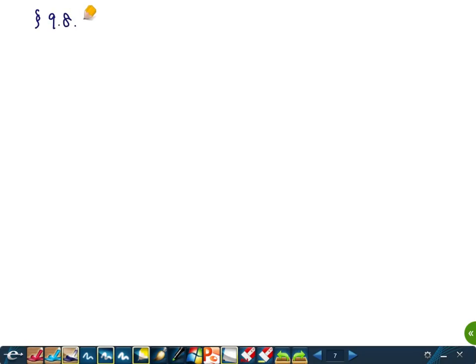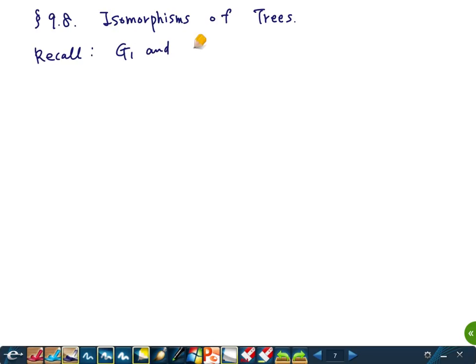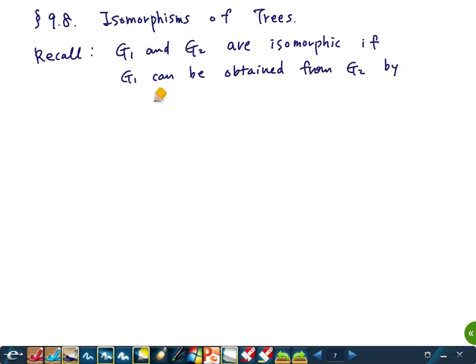Section 9.8, Isomorphism of trees. So we learned isomorphisms of graphs. So let's review them. So two graphs, G1 and G2, are isomorphic if basically G1 can be obtained from G2 by relabeling the vertices. It's like this.